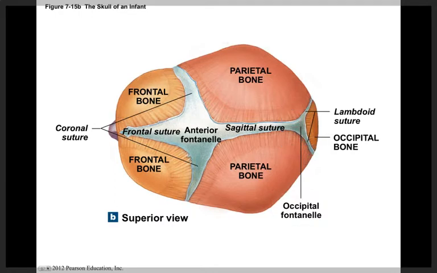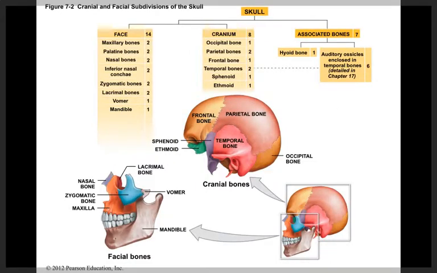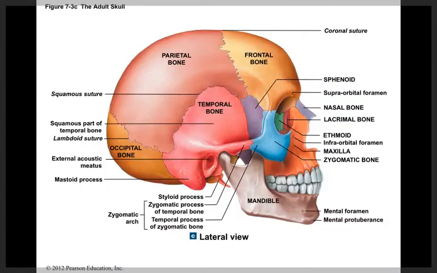That's the end of this section on the cranial bones, and we'll continue in the next section talking about the facial bones. There are 14 different facial bones that we need to learn: the maxillary bones, the palatine bones, the nasal bones, the inferior nasal concha, the zygomatic bones, the lacrimal bones, the vomer, and the mandible.